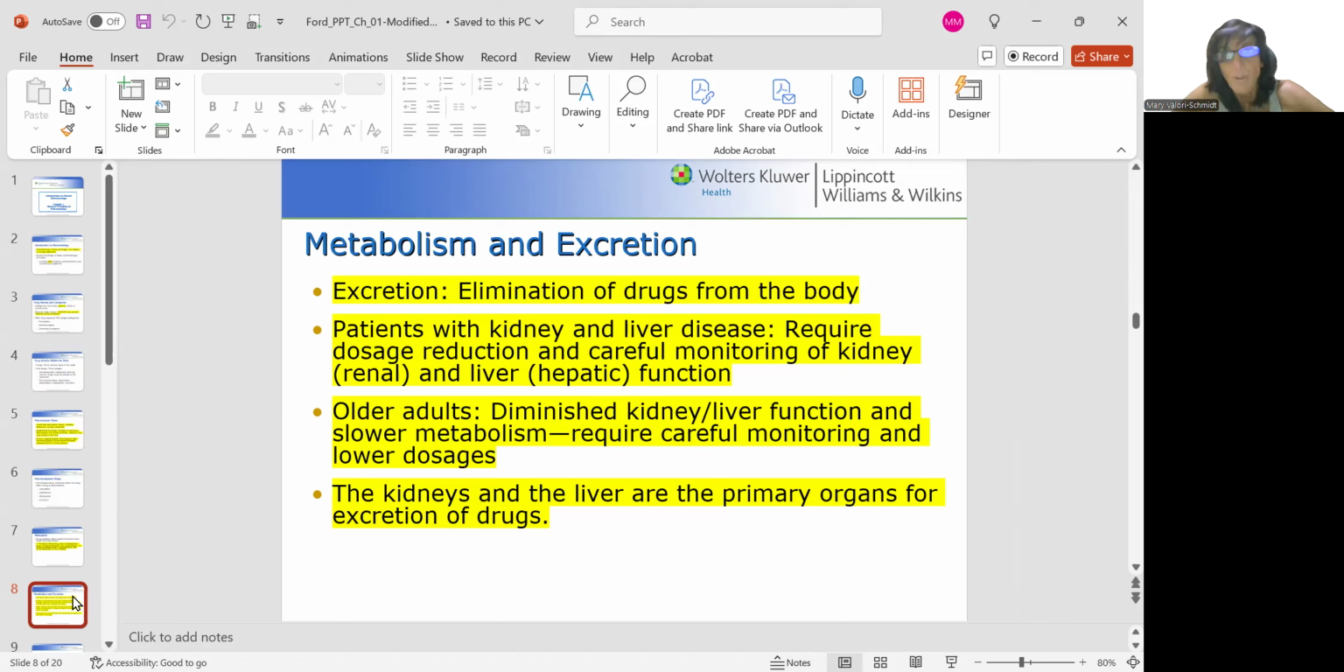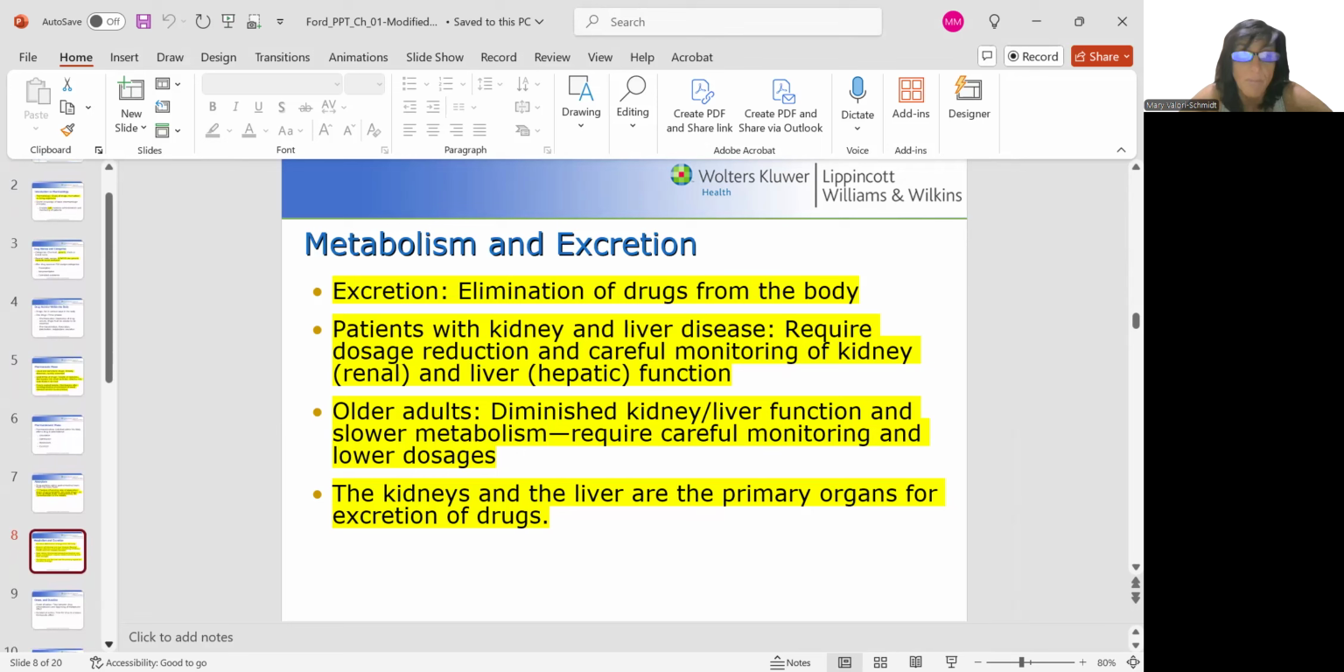Older folks, their kidneys and liver don't work as quick as with others, not me, other old people. So they require careful monitoring and lower dosages sometimes. And like I said, the kidneys and liver are the primary organs for the excretion of all of these medications.